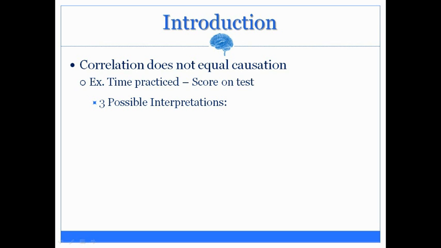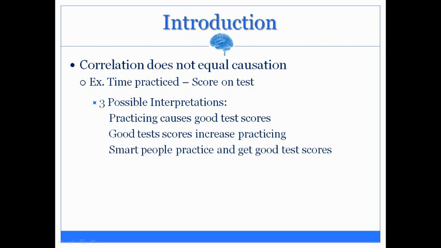An example, time practicing equals a score on a test. Again, there's three possible interpretations. The first one, A caused B: practicing causes good test scores, and that's likely. But it could be that B caused A. Good test scores increase practicing, right? Those kids are just going to perform well on a test. They're automatically going to practice. They're automatically going to study. And you know what? That studying doesn't even do anything.